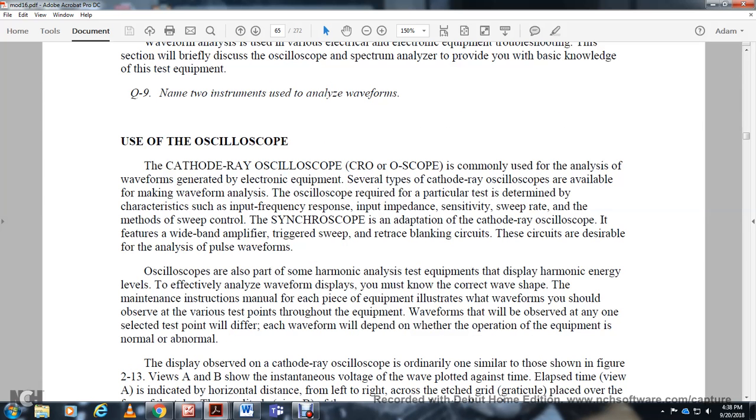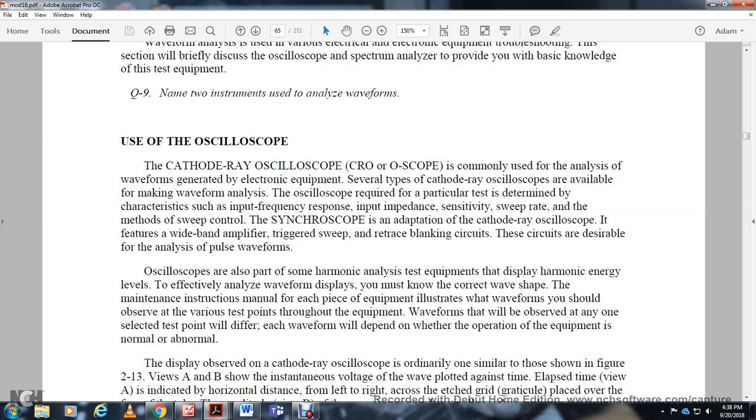Alright, use of the oscilloscope. The cathode ray oscilloscope is commonly used with the analyzer of the waveform generator. The type of cathode ray oscilloscope you use lets you make the waveform analysis, and the oscilloscope is required for determining the characteristics of the input, the frequency response, the sensitivity, the sweep rate, and the rest of the sweep control. The synchroscope is an adapter.